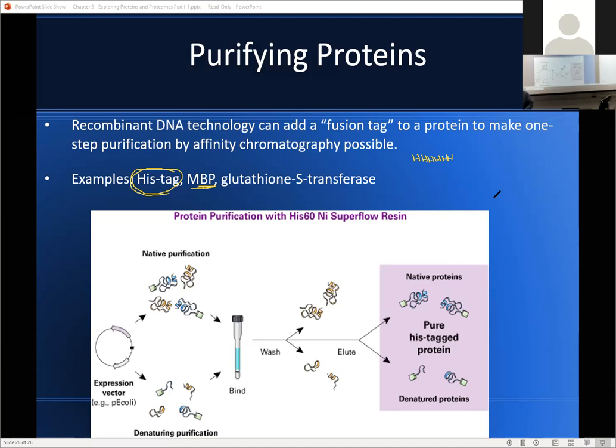Then of course, we're going to add a little bit of linker DNA, and in that linker DNA, we're going to put a site that we can use to proteolytically cleave the fusion tag away from the protein. However, the HIS tag is so small that it seldom interferes with the activity of your protein, so that's really not very much of a problem. HIS tags bind with very high affinity to divalent cations like copper or nickel. So here's nickel superflow resin. You can also use copper resin as well.